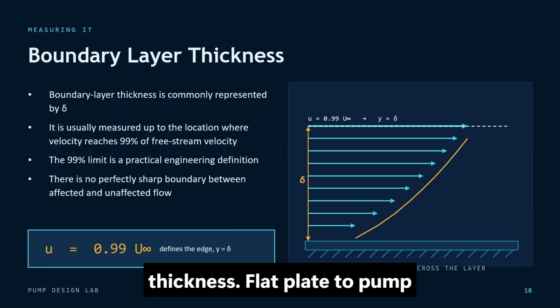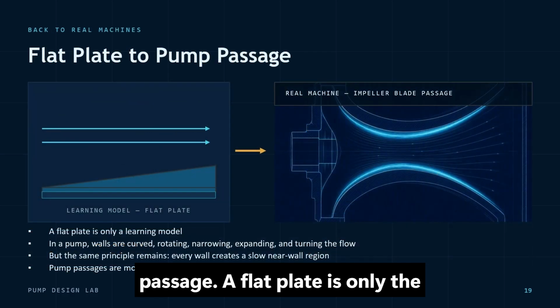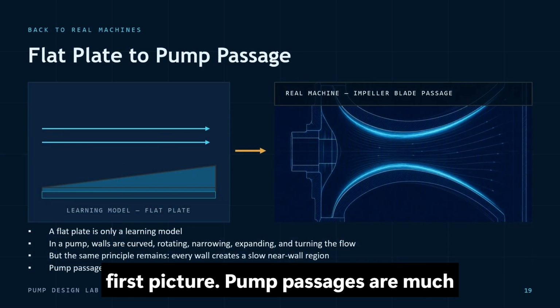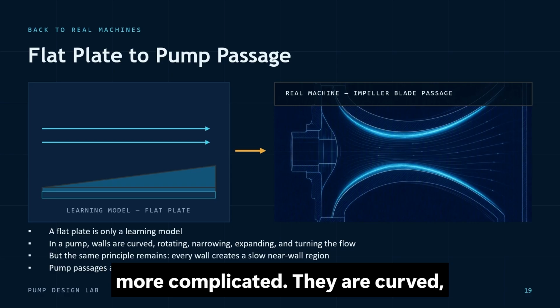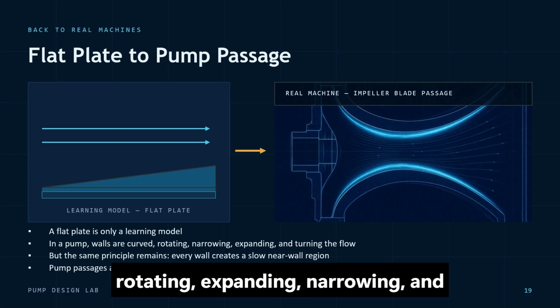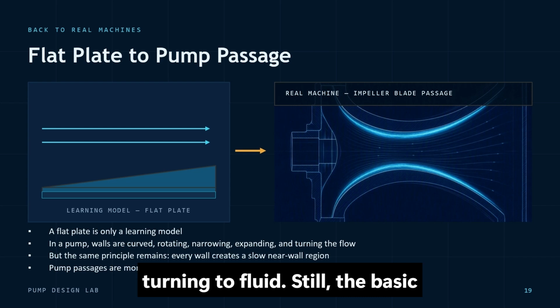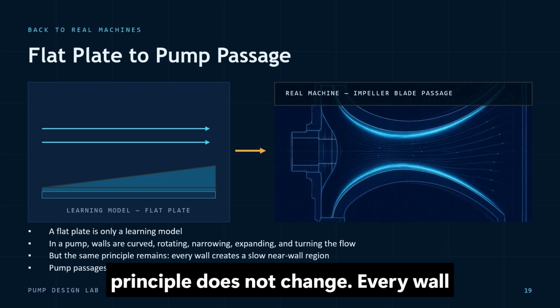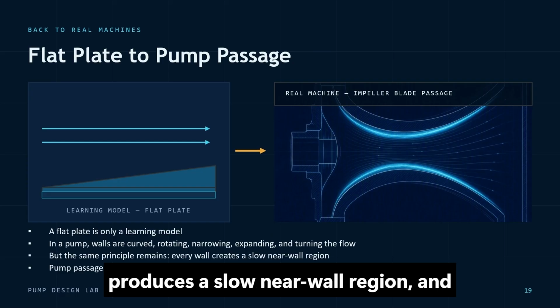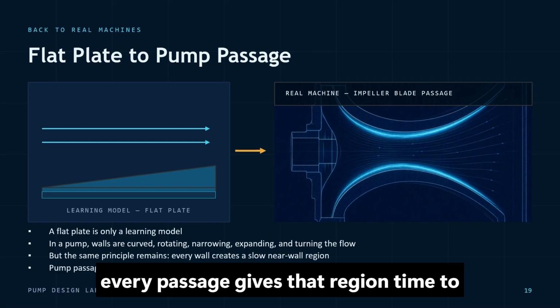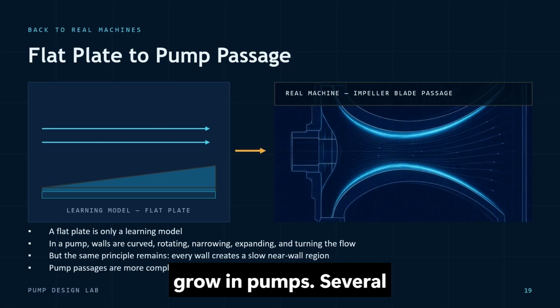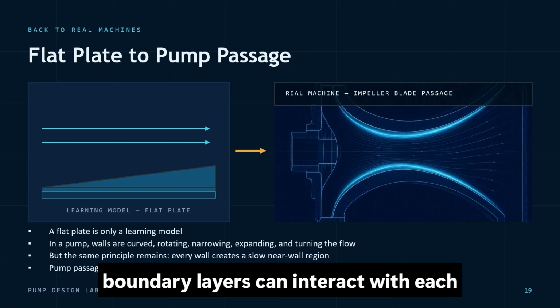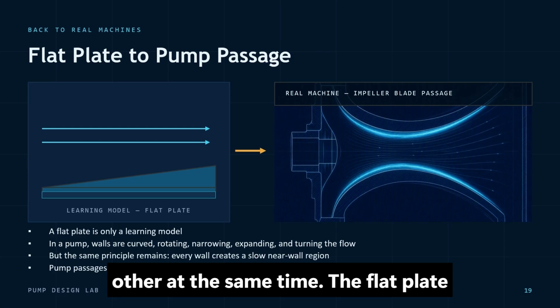Flat plate to pump passage. A flat plate is only the first picture. Pump passages are much more complicated. They are curved, rotating, expanding, narrowing, and turning the fluid. Still, the basic principle does not change. Every wall produces a slow near-wall region, and every passage gives that region time to grow. In pumps, several boundary layers can interact with each other at the same time.